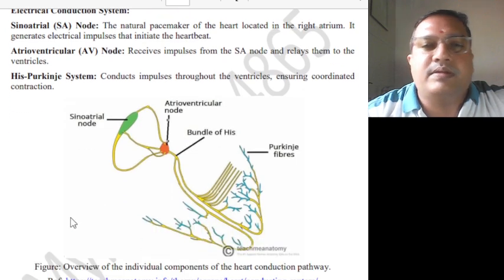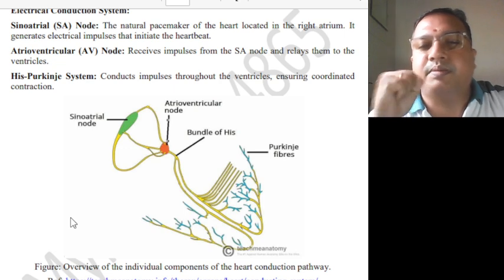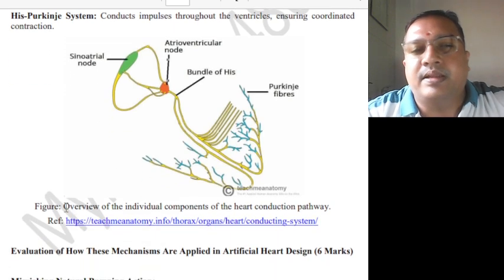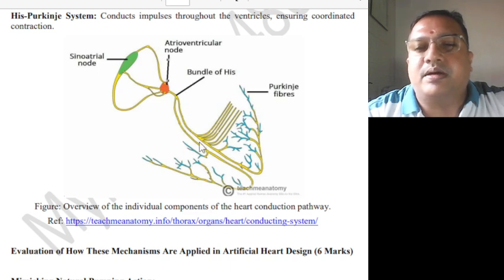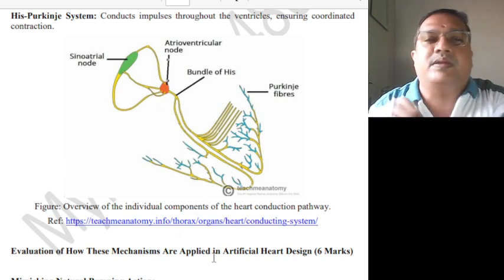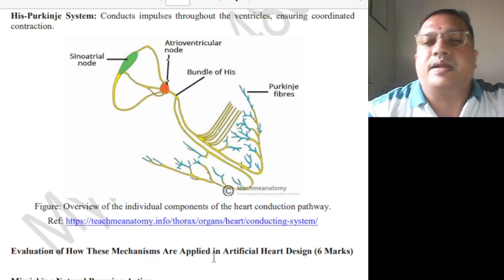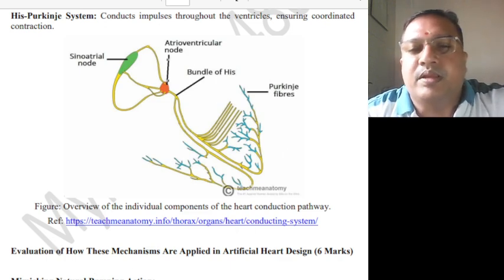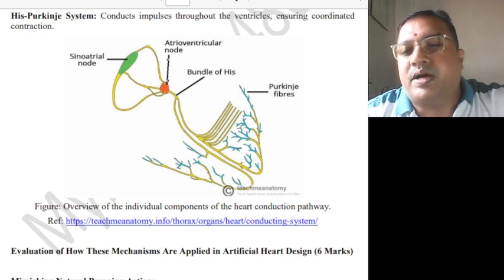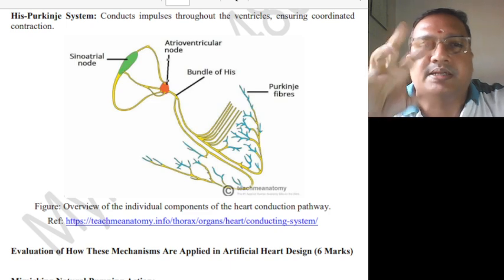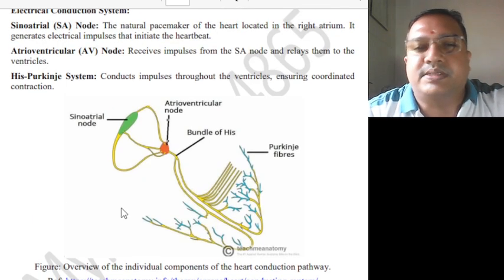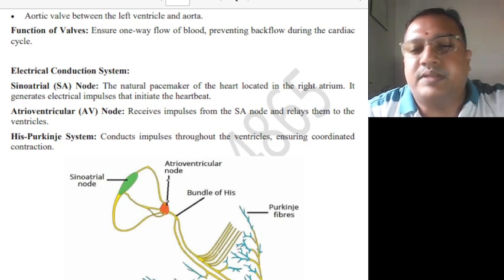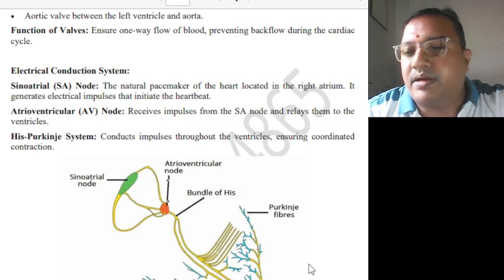Now, what makes the heart pump? Why does the heart muscle contract? That also I surveyed. This particular website explained it in detail, and I took the image only. The image is taken from this reference. It's an overview of the individual components of the heart's conducting pathways, the conduction pulse, the beat which makes the muscle contract. The points which I have given are few, but a detailed one is there in this reference, which is not needed right now for you.